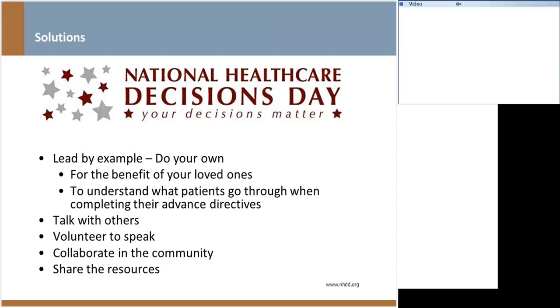Hopefully everyone on this call has already done their own advanced care planning, but I'm willing to bet that they haven't. So step one is do your own and then share it. Let people know that you're doing it. Encourage them to do it. You don't have to share the specifics of what your wishes are. Just say that you have created a plan, that you've given a gift to your loved ones, and encourage other people to do the same.